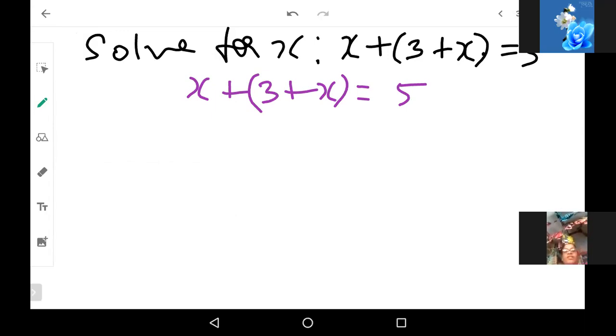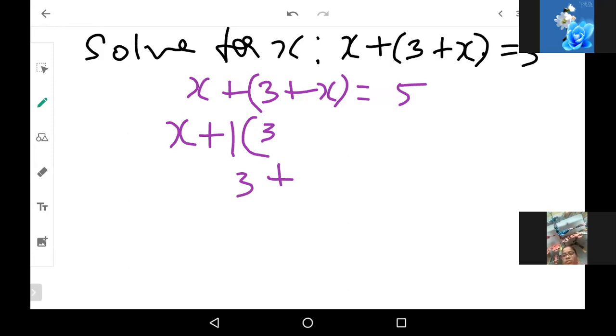Okay. Now first what we are supposed to do is, we will keep x as it is. The first x, whatever is there, we'll keep x as it is. Now outside this bracket, if there is nothing given, then we have to consider it as 1. So 1 into 3 is nothing but 3, and 1 into x will give me x.